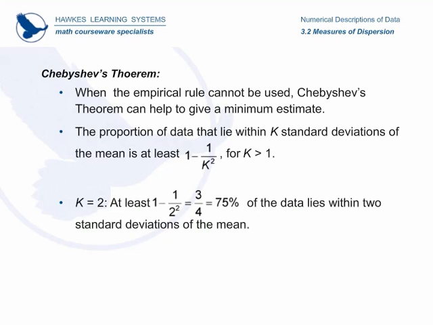So if we say K equals 2, and you select the value of K, we would say at least 1 minus 1 divided by 2 squared, which equals 3 divided by 4, which equals 75%. So we know that 75% of the data lies within 2 standard deviations of the mean. And we chose 2 as the measure of standard deviation, and for 2, we have 75% of the data.